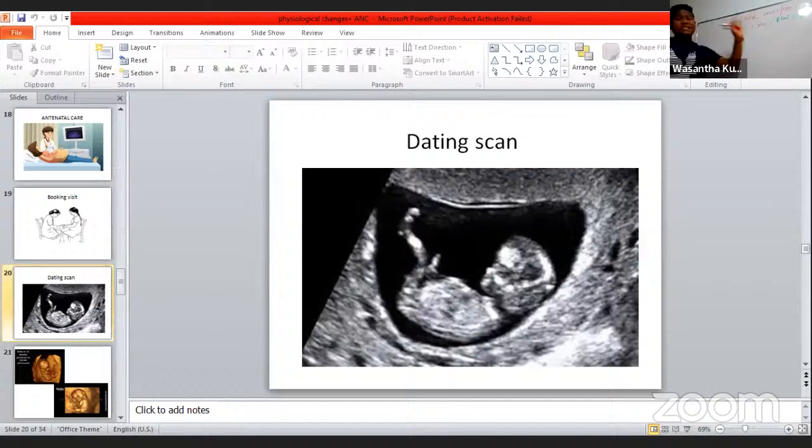Then, one of the other most important investigations that you will do during the booking visit is called the dating scan. Dating scan is very important. What is the best time to do a dating scan? The best time is 11 to 14 weeks. By doing a dating scan, you can correct the date. What is the measurement that you are going to take? Crown rump length, or the CRL, from head to buttocks. You measure the length. This is called crown rump length.